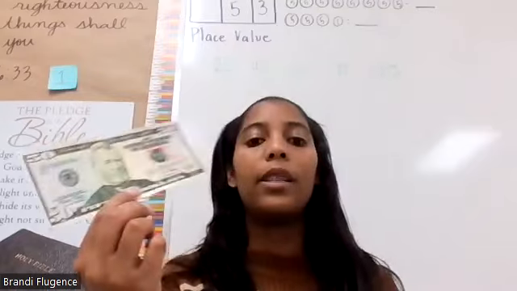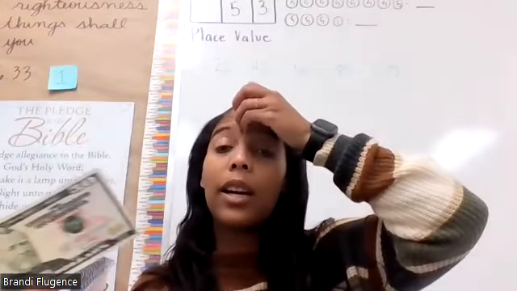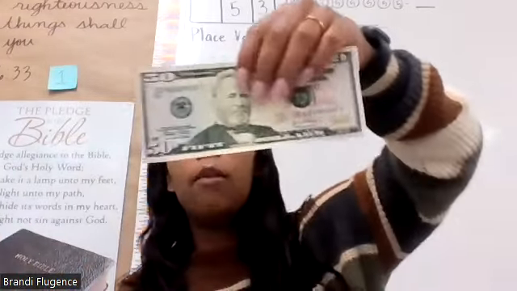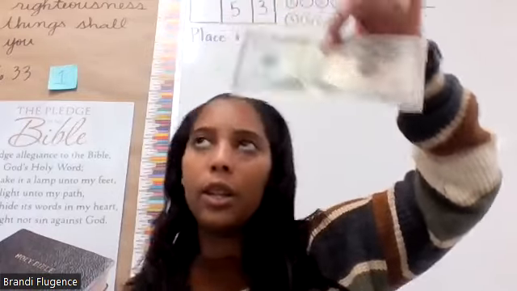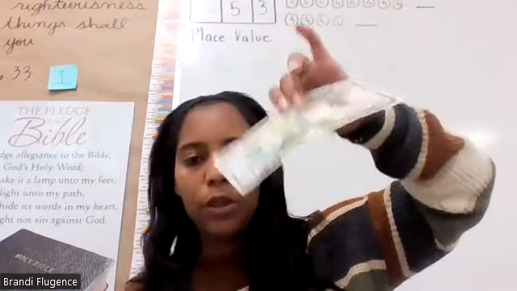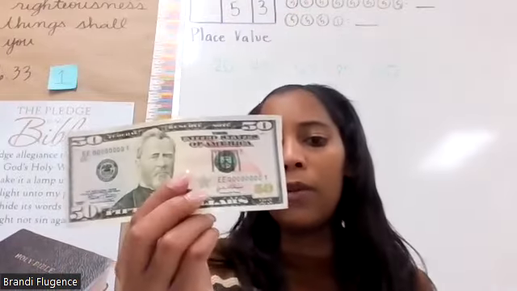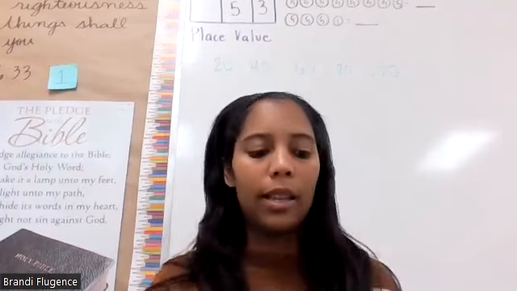This is a 50. I don't think y'all cut out the 50s, I just wanted to show it to you. When you have a $50 bill, you'll count by 50. So it's 50, 100, 150, 200, 250, and so on. We don't use the 50 in here, but just in case ever.